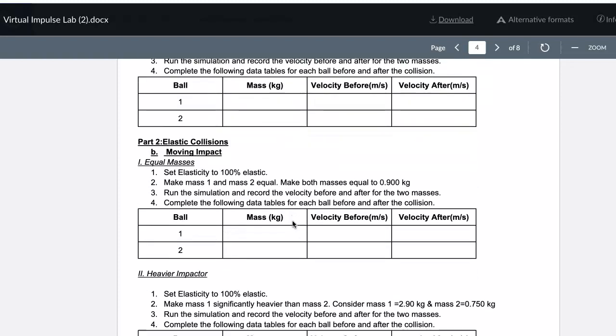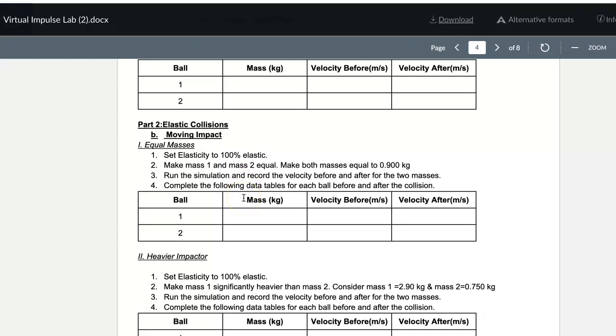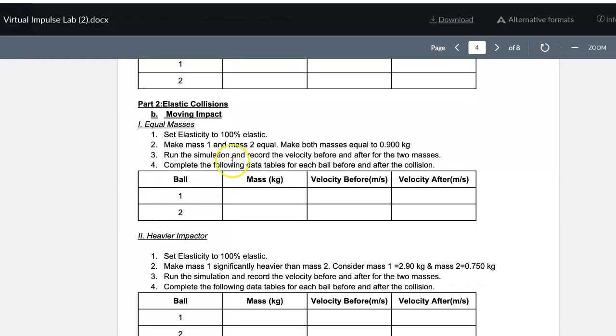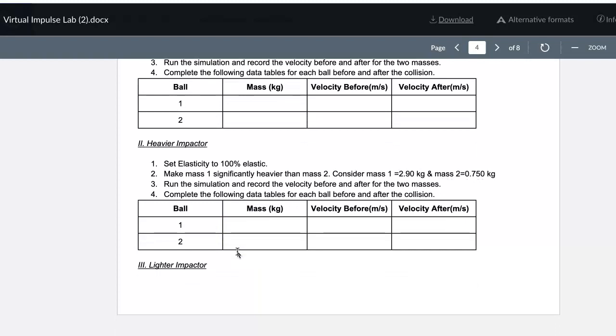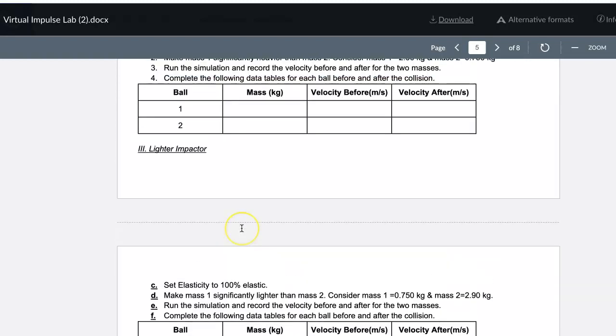Part 2 is again elastic, but we're going to have a moving impact, which means both masses are going to be moving. We are going to consider the elastic collision where the masses are equal, where the impactor is heavier, and where the impactor is lighter.